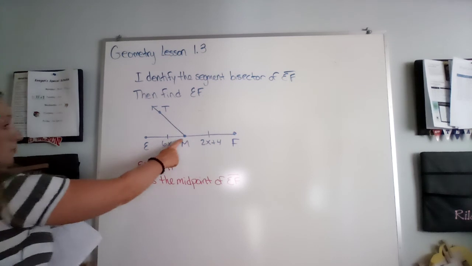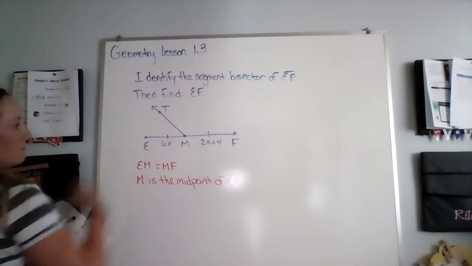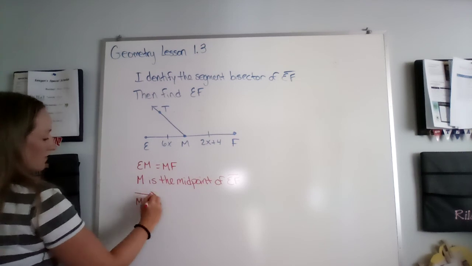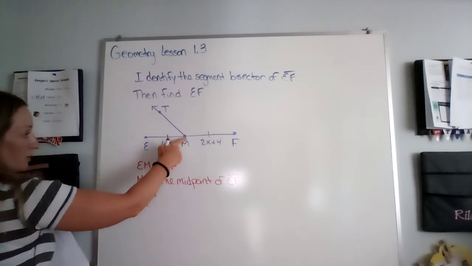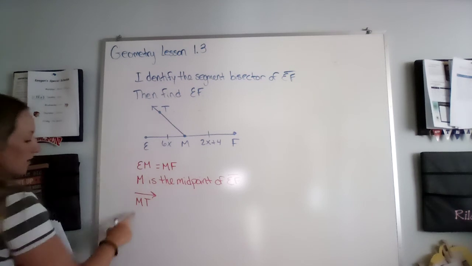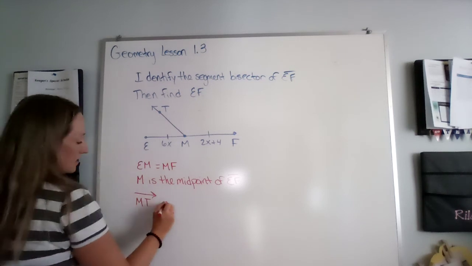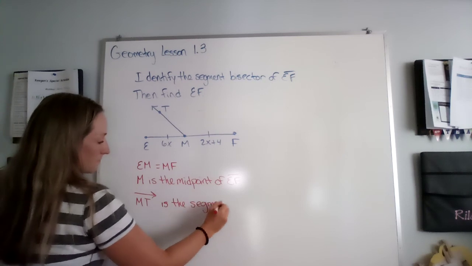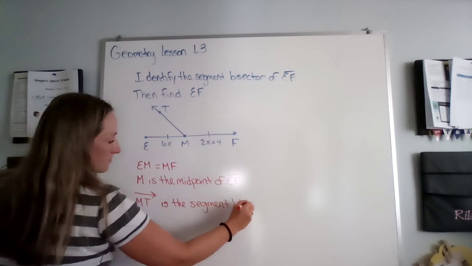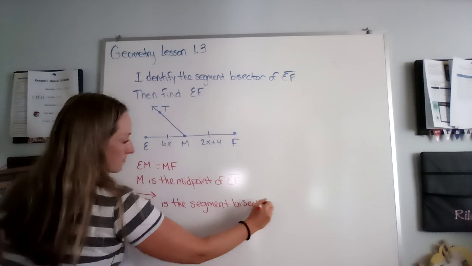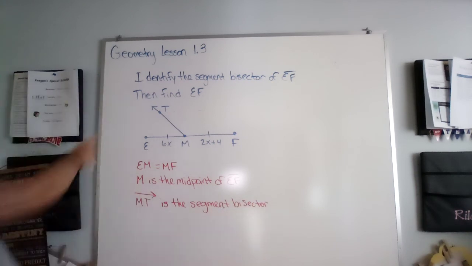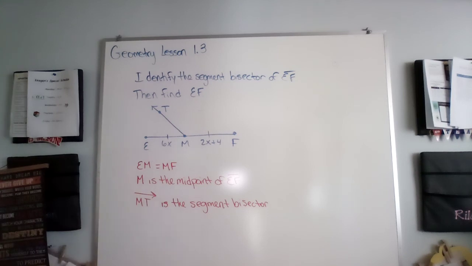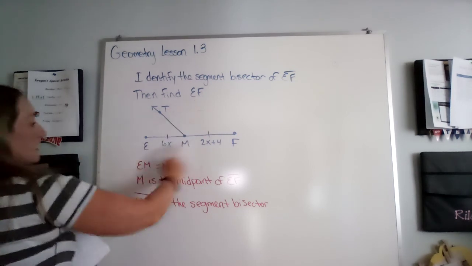So if M is the midpoint, then what is ray MT? Ray MT, and notice you have to name the ray starting with the endpoint, the starting location, going towards the arrow. So ray MT is the segment bisector. Right. So we did part 1. It says identify the segment bisector of EF. We did. We said that MT is the bisector. Then it says to find EF.